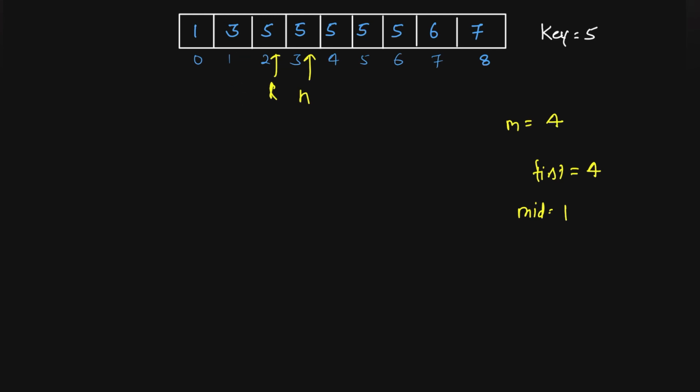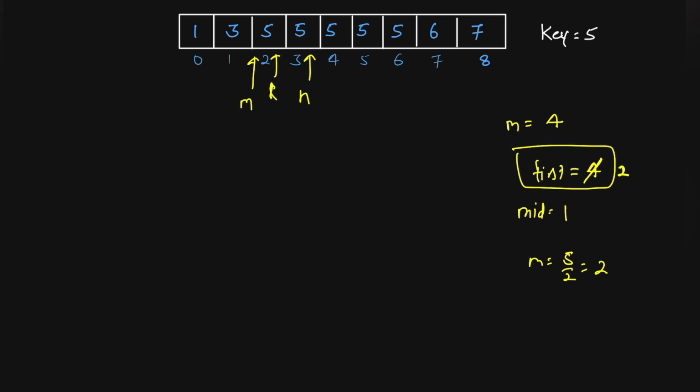Now again I will calculate the mid value. What would be 2 plus 3? It would be 5, and 5 divided by 2 would be 2. So my mid will be pointing at position 2. Now I will check, is this the required value? Yes, I was looking for 5. Is it the first occurrence of the number? It might be or might not be. So my index is 2. Earlier it was 4, so I will update it to 2.